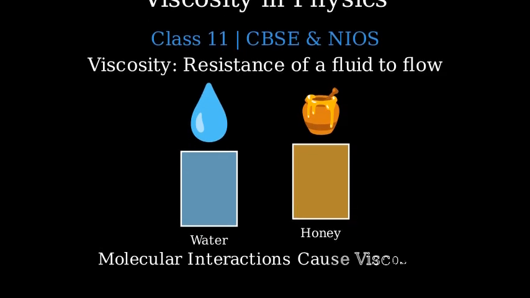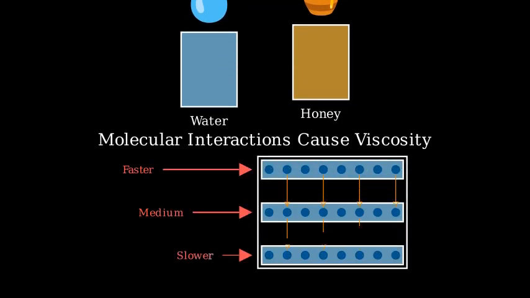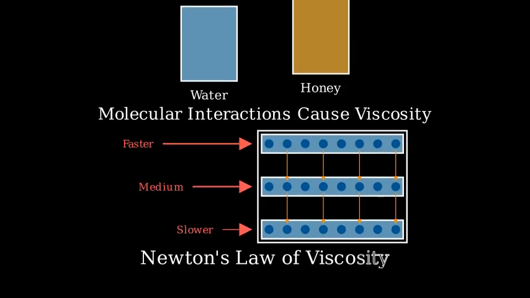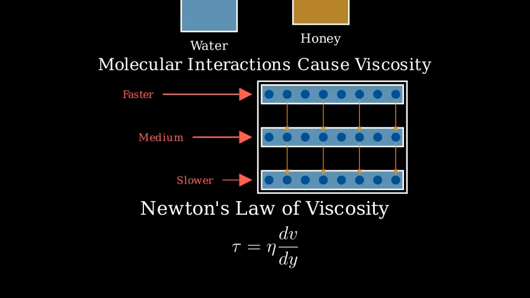Viscosity arises from the internal friction between fluid molecules. As molecules in different layers of fluid move at different speeds, they exert forces on each other. Newton's law of viscosity states that the shear stress between layers of fluid is directly proportional to the velocity gradient. Mathematically, it's expressed as shear stress, tau, equals eta, the coefficient of viscosity, times dv by dy, where dv by dy is the velocity gradient perpendicular to the direction of flow.